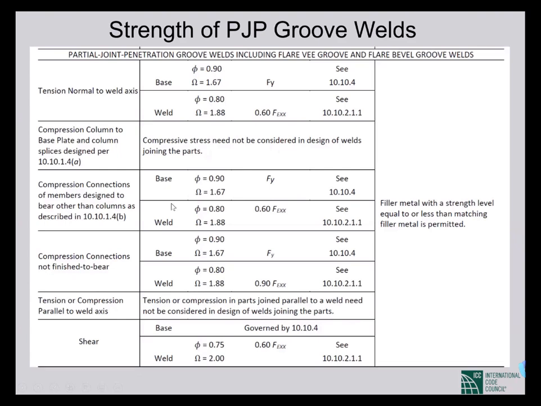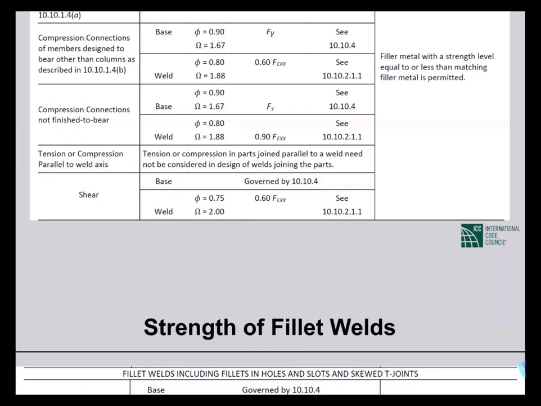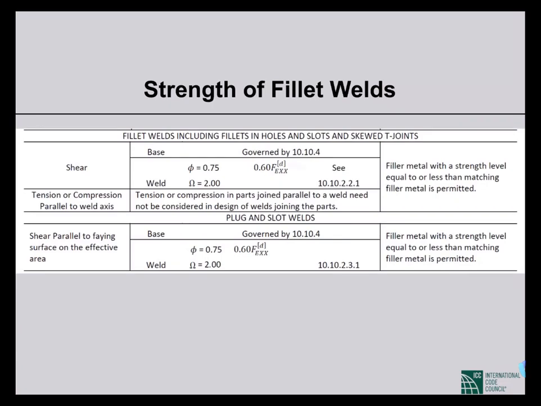It shows what should be the value of the capacity reduction factor, what should be the value of the safety factor, and what should be the value of strength, Fy or 0.6 Fy. So it's given there. And what section in the code should we follow to calculate the capacity? It is also given in this table. So this is the table.